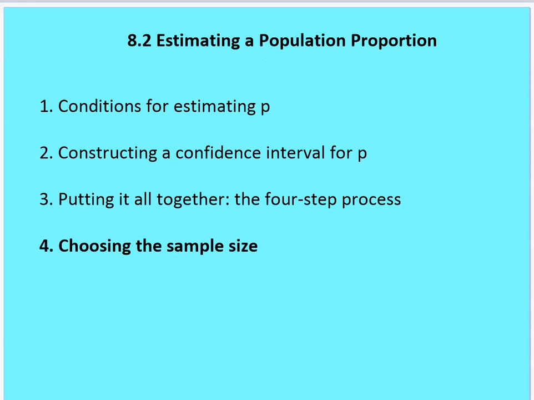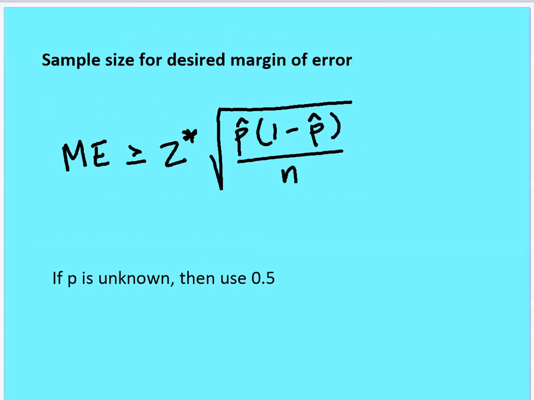Okay, I'm moving on. So now we want to choose a sample size using the formula that I gave to you at the beginning of class. We want to find a sample size for a desired margin of error. And just as a side note, if p is unknown, then we're going to use 0.5. So I want the margin of error to be less than or equal to some value, and then we're going to manipulate the value for n in order to get the margin of error that we want.